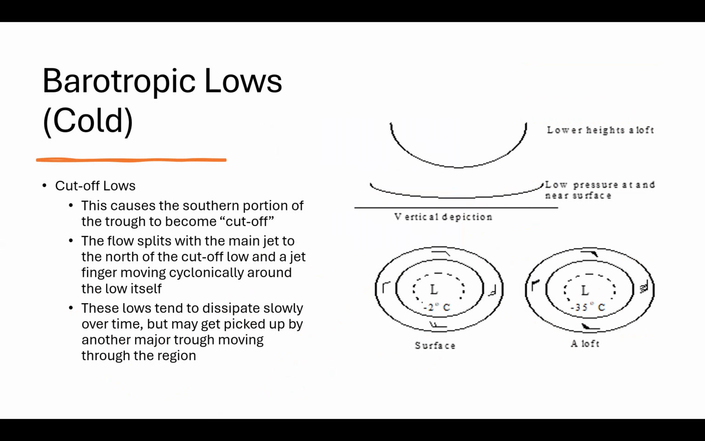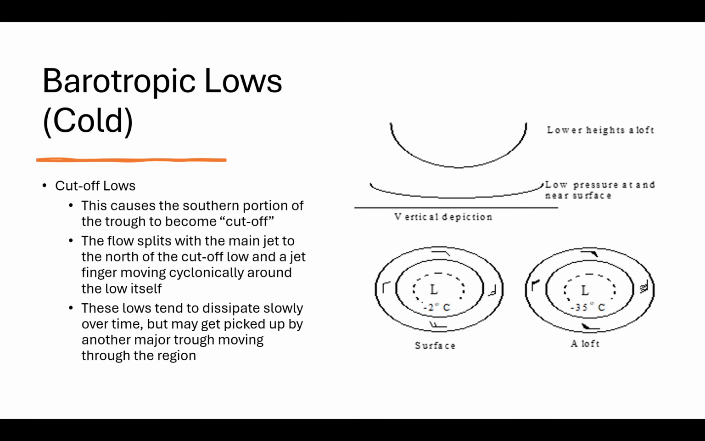All right, so with cutoff lows, this causes the southern portion of the trough to become cut off, kind of like I just showed you on the last slide. The flow splits with the main jet stream to the north of the cutoff low, and sometimes you get these jet fingers which move cyclonically around the low itself. These lows tend to dissipate very, very slowly over time. This is not something that's just going to go away in one day usually, but they may get picked up by that kicker trough, the kicker shortwave, another major trough moving through the region.